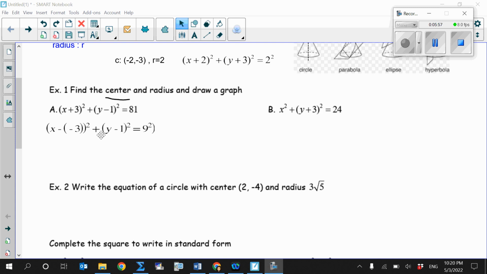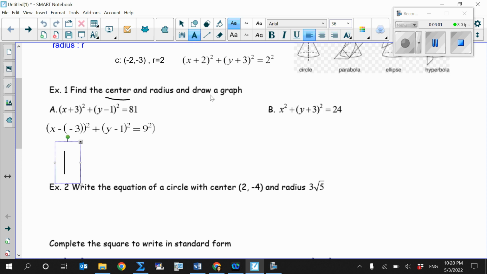Okay, and the radius is 9. So I can write here that the center is negative 3 and 1, and radius is equal to 9. So this is how you find the radius and the center of the circle looking at the equation.